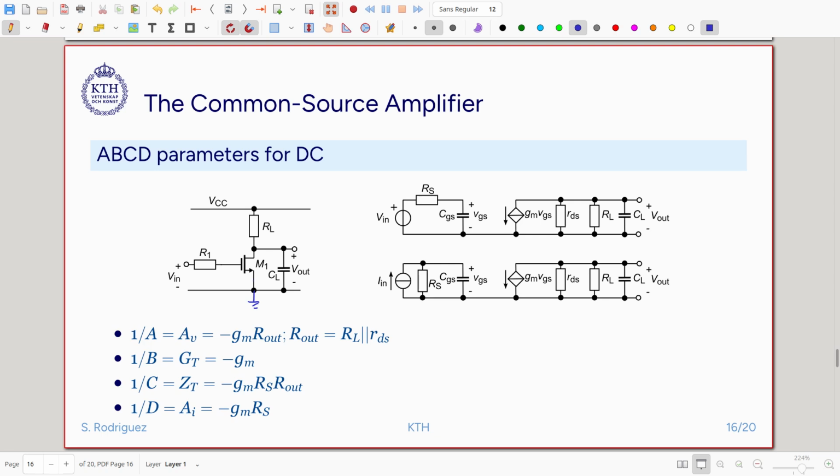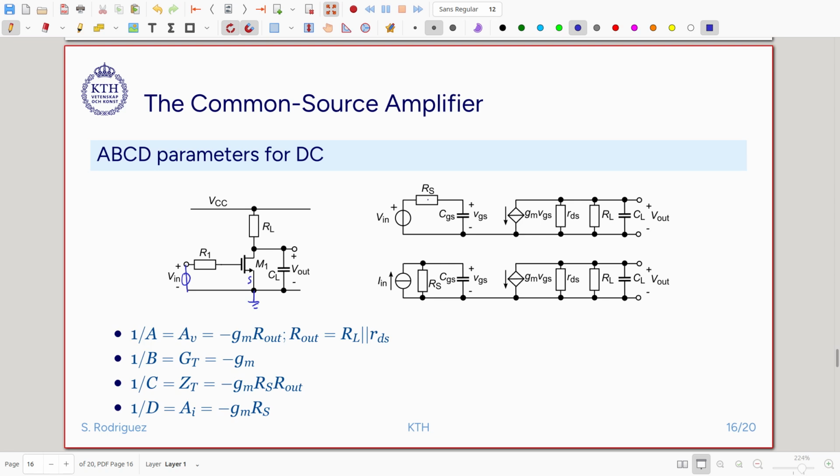For an NMOS, we will have the connection of the source to ground, and then the drain with the load to VCC. And then, typically in integrated circuit design, there will be a capacitive load. And we have the input voltage here. Now we can have two cases here. When the source resistance is not very large, we can assume that this is the best model. We have a voltage source and a resistance.